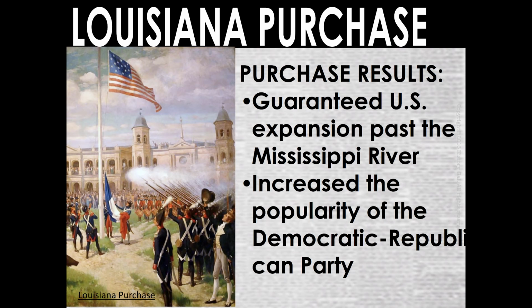And it guaranteed U.S. expansion past the Mississippi River, and increased the popularity of the Democratic Republican Party. Okay, so now the Democratic Republican Party is more popular, which is good. We got more land, more opportunities to live, more opportunities to make money because we have trade, and businesses start to boom. So Democratic Republicans are very satisfied with the things Thomas Jefferson is doing as president.